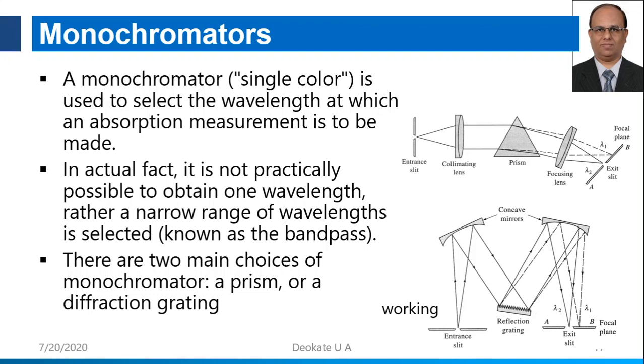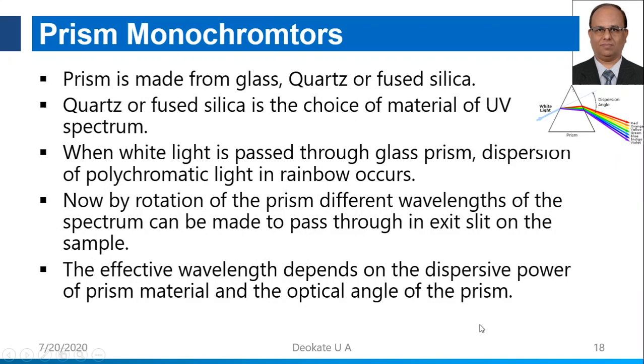So by the exact angle, we can decide how much this dispersing device can be rotated. So this will give you the exact wavelength. There are two main choices of monochromators: either the prism monochromator or the grating monochromator. So I think all of you understood the basic principle of these monochromators. Now we'll see the dispersing devices.